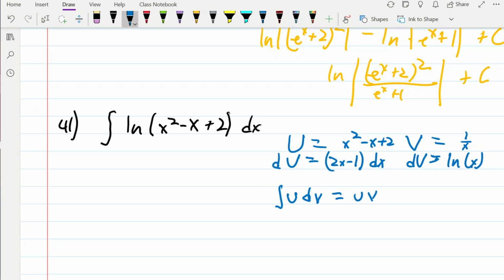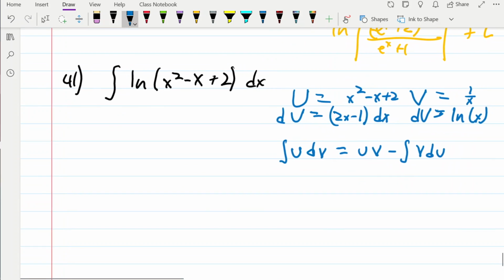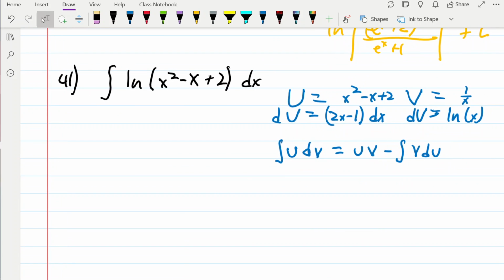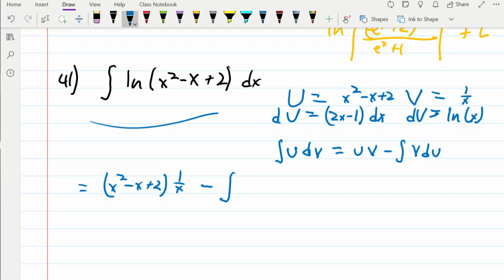And then we can use the integral of u dv equals uv minus the integral of v du. Okay, so this is all going to be equal to x squared minus x plus 2 times 1 over x, minus the integral of 1 over x times du, so that's going to be 2x minus 1 dx.